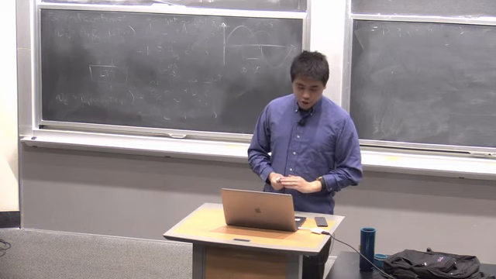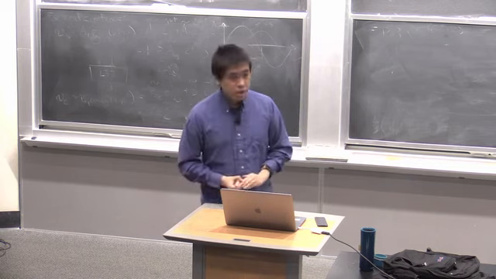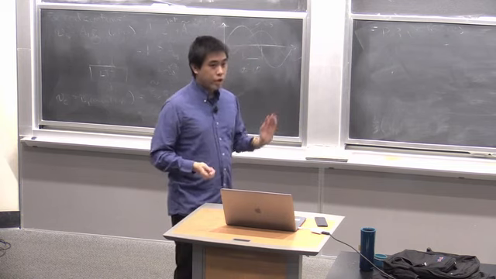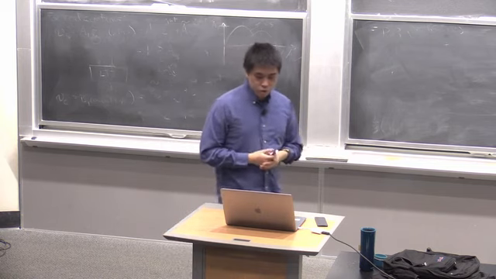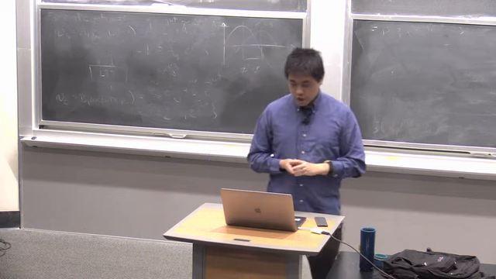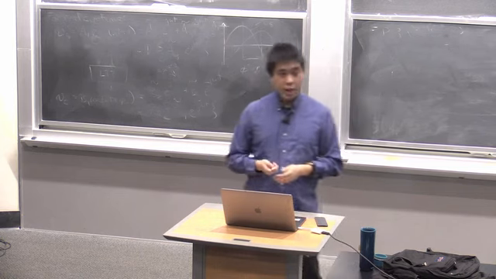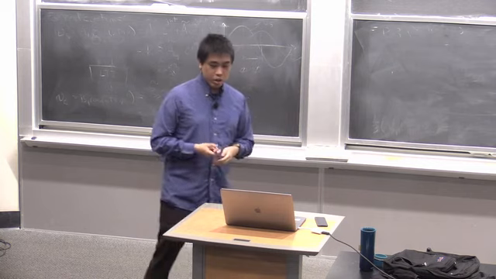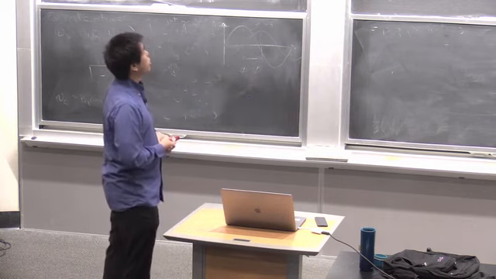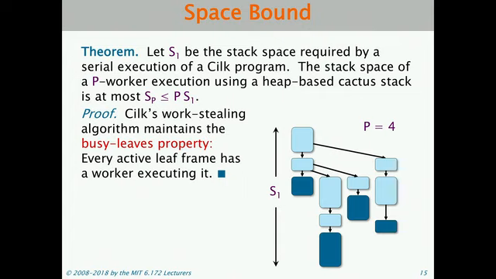But the heap-based cactus stack turns out to be very simple, and we can prove nice bounds about it. So besides the interoperability issue, heap-based cactus stacks are pretty good in practice as well as in theory. So we can actually prove a space bound of a Cilk program that uses the heap-based cactus stack. So let's say S1 is the stack space required by a serial execution of a Cilk program.